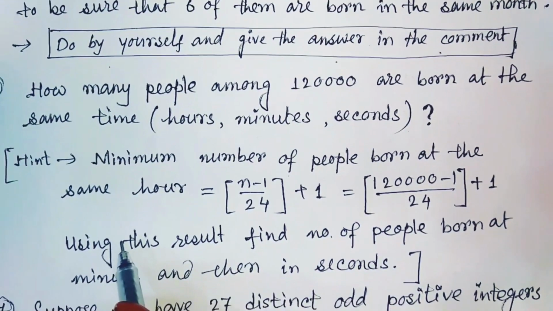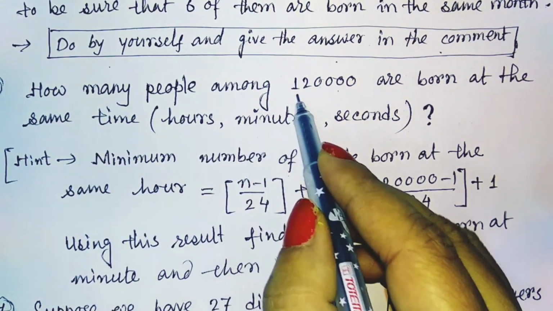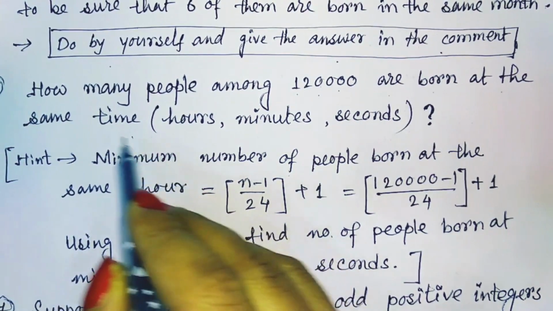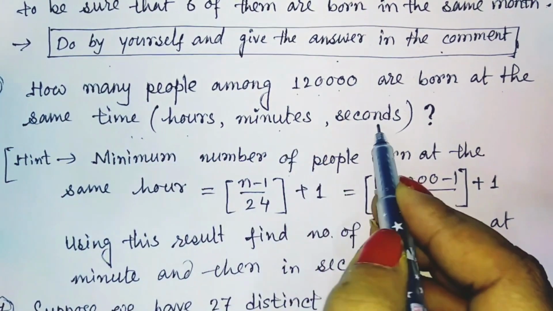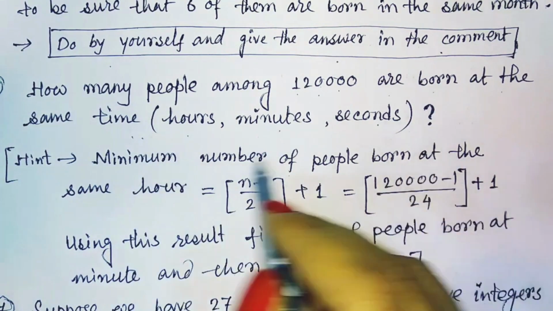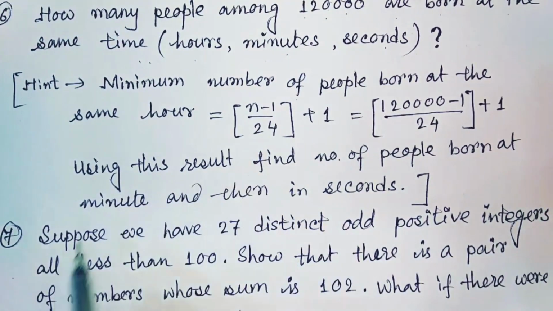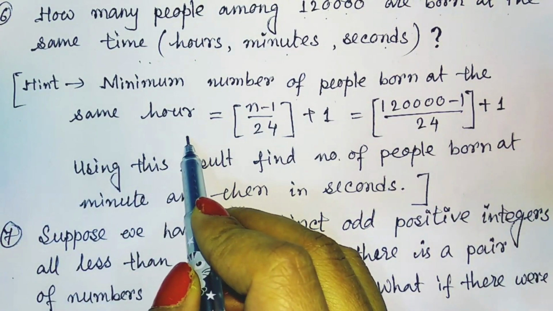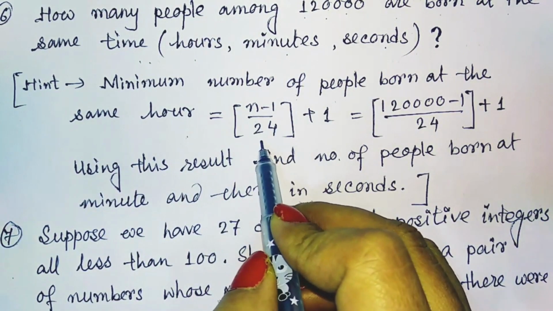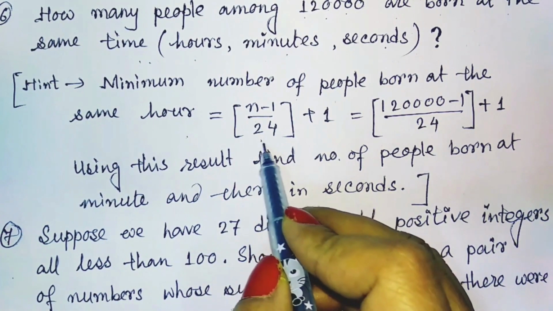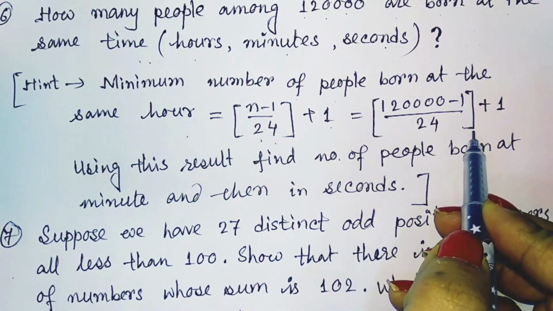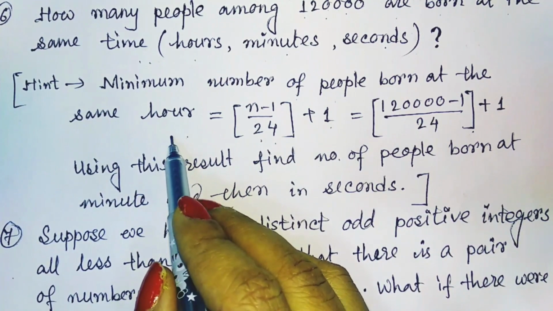The next question is: how many people must there be to guarantee that 1,20,000 are born at the same time? Same time means the hour, minute, and second are all the same. To do this question, I am giving you one hint. The minimum number of people born in the same hour is floor((n minus 1) by 24) plus 1, because in a day there are 24 hours. So accordingly you can calculate the number of people who have a birthday in the same hour.